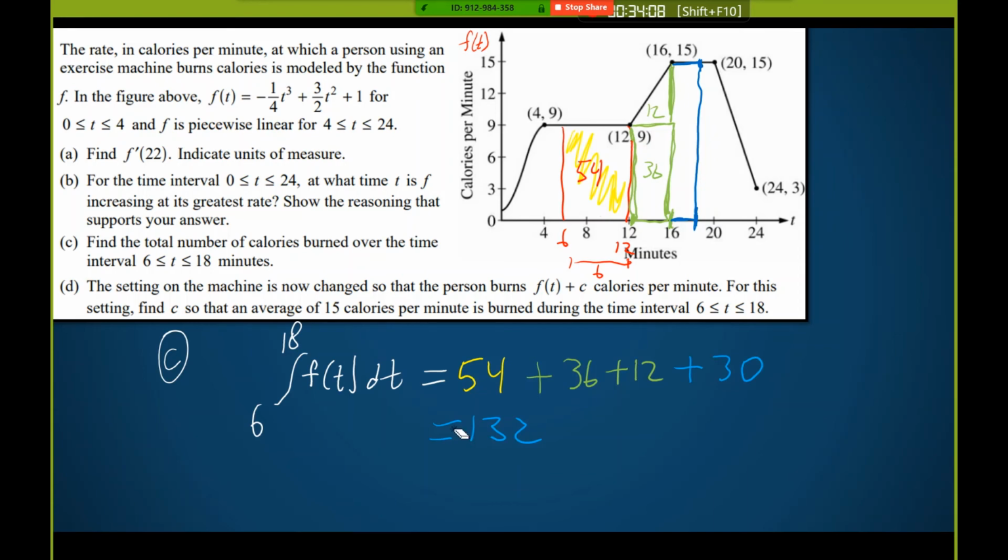Write this in white. Okay, calories, because we integrated. When we integrate, we multiply the units together. So this was calories per minute times minutes. Gives us calories. Any questions on C?